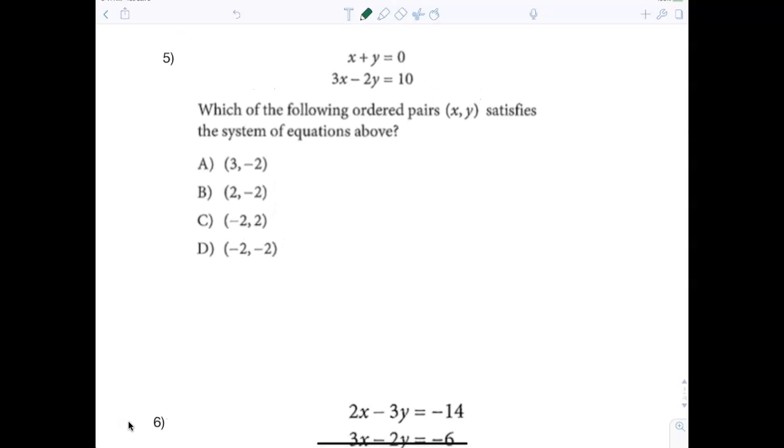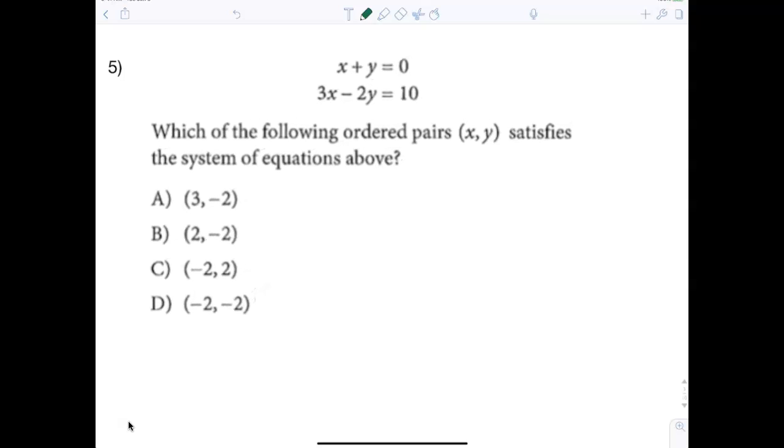Okay, number 5. Thomas, what can I do on number 5? Loud and proud. Good job, Thomas. Multiply the top by 2. So it becomes what? Good job. Now when you add it, Thomas, what do you get?